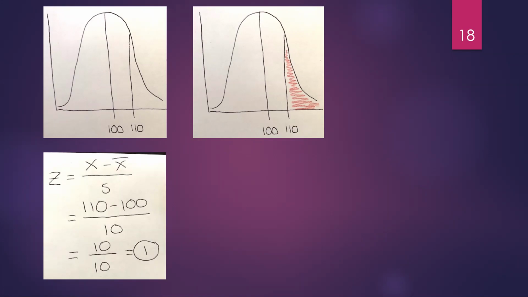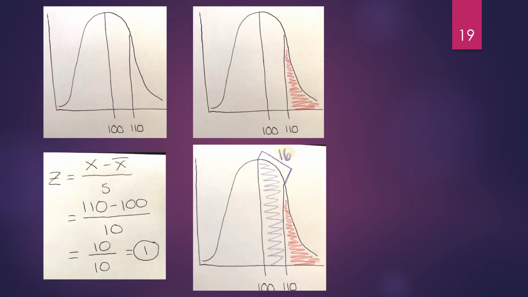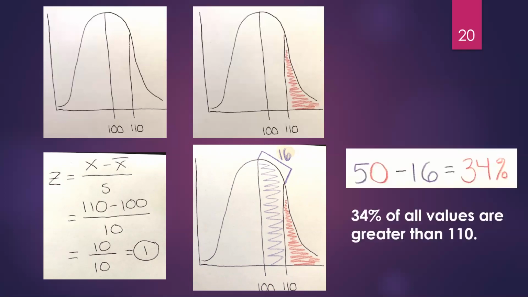Okay, so we have our z-score of 1. Step 4 then is to figure out the area we're trying to find. So we know that within one standard deviation of the mean is about 68% of all values, about 34% on each side. Everything above the mean is about 50% of all values. About 16% of all values are beyond one standard deviation above the mean. And so here we know that about 16% of all values are greater than 110.